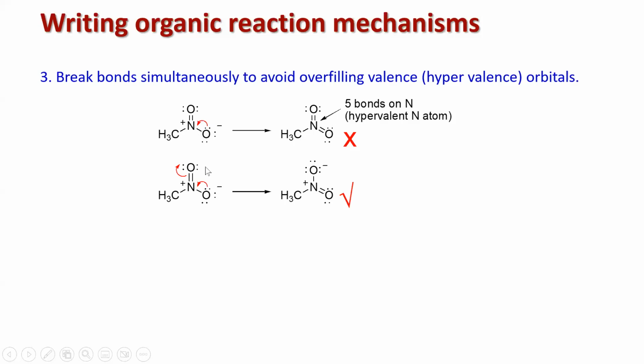So instead of this, you can write it in this way. The electrons move on to this nitrogen, and to retain the valency of nitrogen, this bond has to open, right? So what you should write is this. There are 4 bonds, so it has a positive charge here, and since the bond is open, the oxygen is going to have a negative charge, right? So always remember, don't have hypervalent atoms as the intermediate.